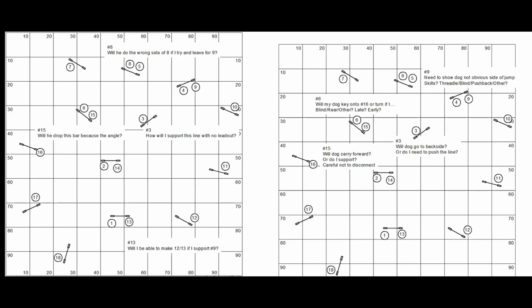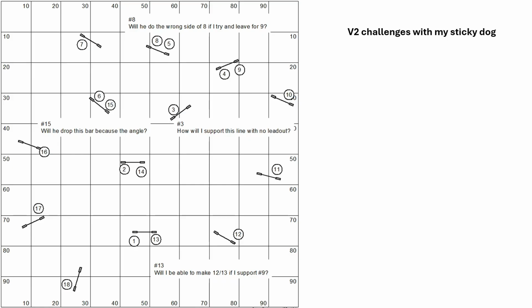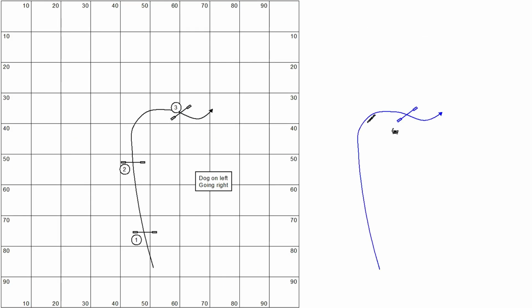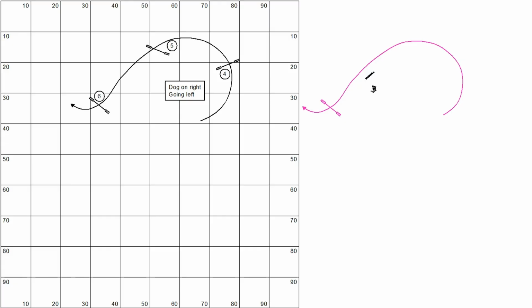The purpose of this is just to illustrate that different dogs on the same course are going to have different challenges. So in this first section, you can see 1, 2, 3. I've already said it's just a loop to the right. So 1 and 2 to me don't look particularly challenging. Number 3, if I was planning on handling it to the right, will my dog go to the backside or do I need to push the line? With my dog Dango, he would probably be already committed to number 3, basically on landing at number 2. So that may not be a challenge for him, but it may be a challenge for another dog. 4, 5, 6. Not much to say there from that curve perspective. It's just a curve to the left.